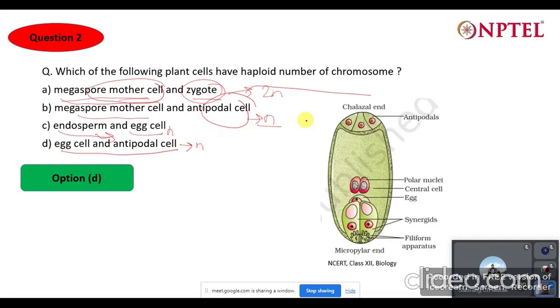This can be seen from this embryo sac image. These are the antipodal cells present in the embryo sac. These are the polar nuclei present in the central cell, which after fusion with the sperm forms the endosperm. Then comes the egg, which is also haploid, and after fusion with the sperm it forms the zygote. And here are the synergids that also have the haploid number of chromosomes. So yes, the answer is D.